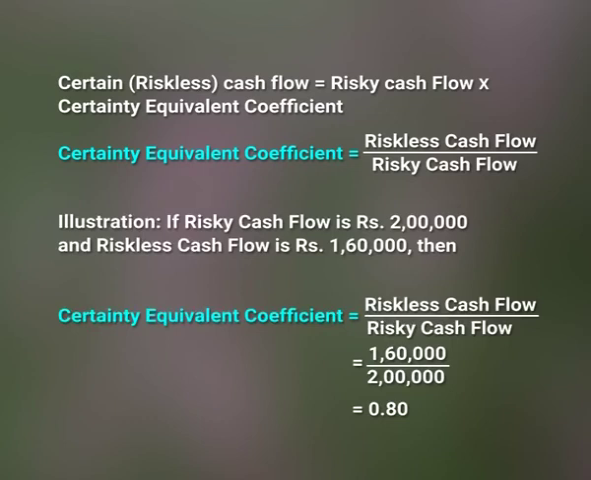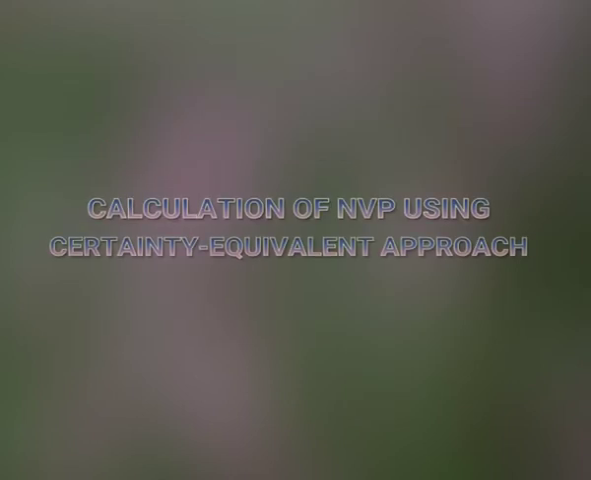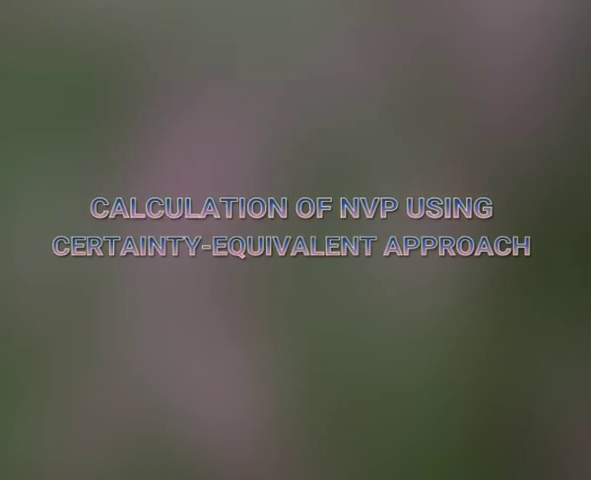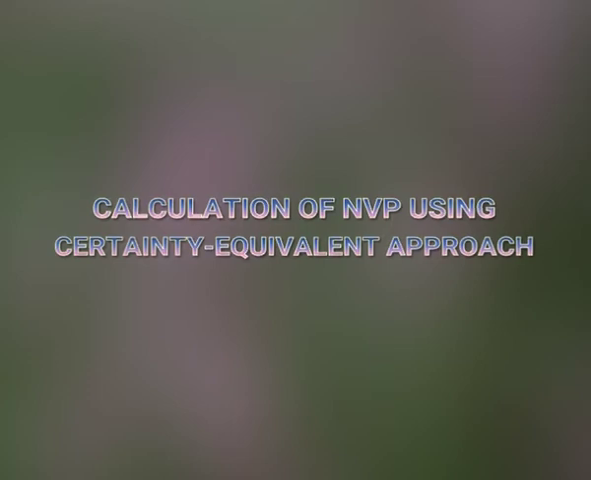Now, we will see one illustration on this. If risky cash flow is rupees 2 lakh and riskless cash flow is rupees 1,60,000, then certainty equivalent coefficient is equal to riskless cash flow divided by risky cash flow. So, we have 1,60,000 divided by 2 lakhs, that comes out to be 0.80. Now, we will see how to calculate NPV using certainty equivalent approach.